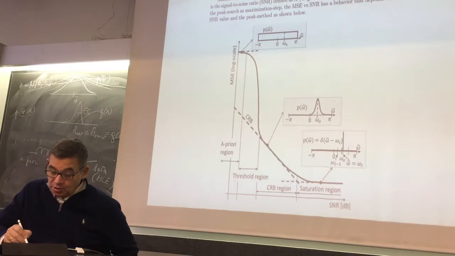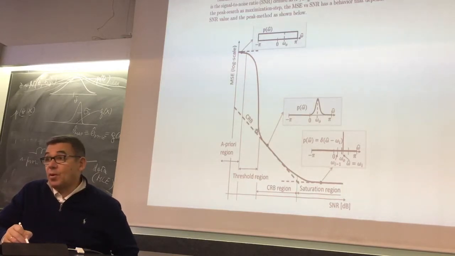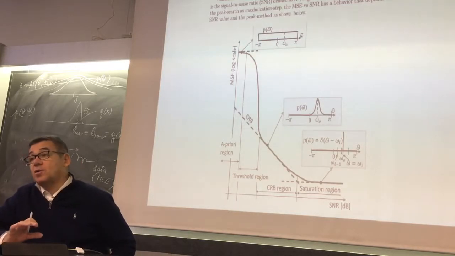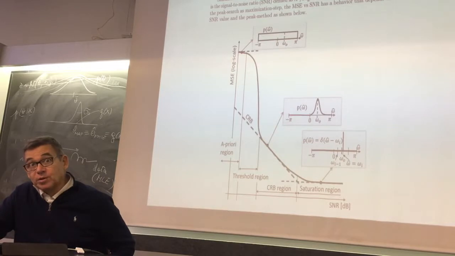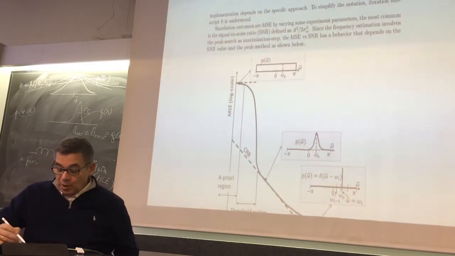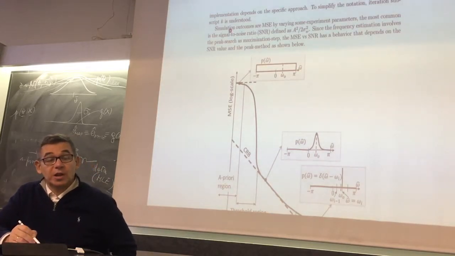But when the signal to noise ratio is very, very low, it departs from the Cramer-Rao bound. Now, in principle, if we are not constraining the estimate to be between minus pi and pi, which is a priori information, this plot should go this way, which means departing, much larger than the Cramer-Rao bound.